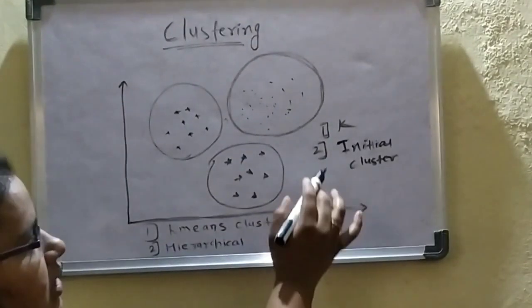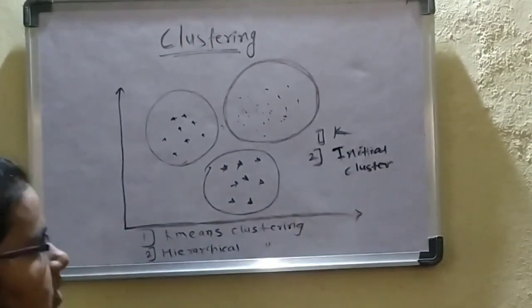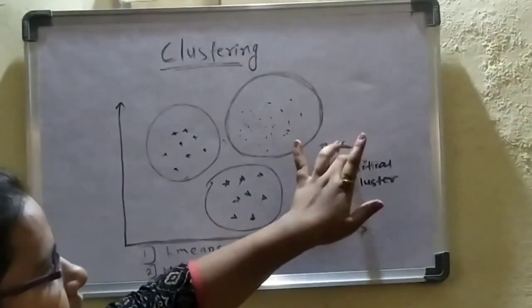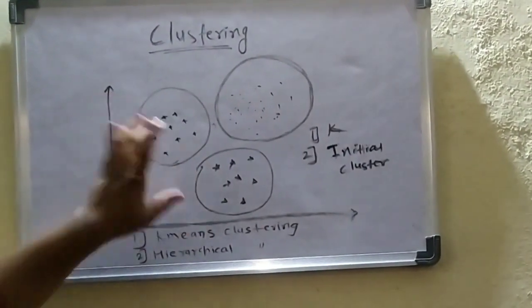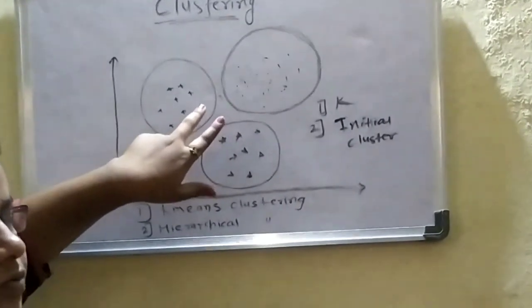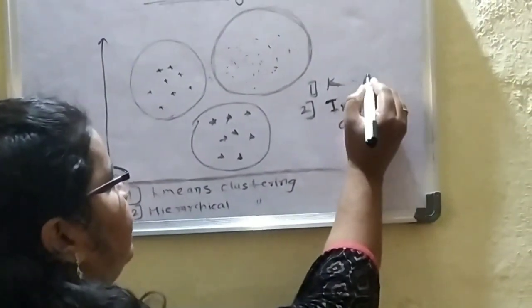In clustering there are two important things. First is the value of K and second is the initial cluster. So what is the value of K? The value of K is the number of clusters into which you want to divide the objects. In the figure here we are dividing the objects into three clusters, so for this the value of K will be 3.